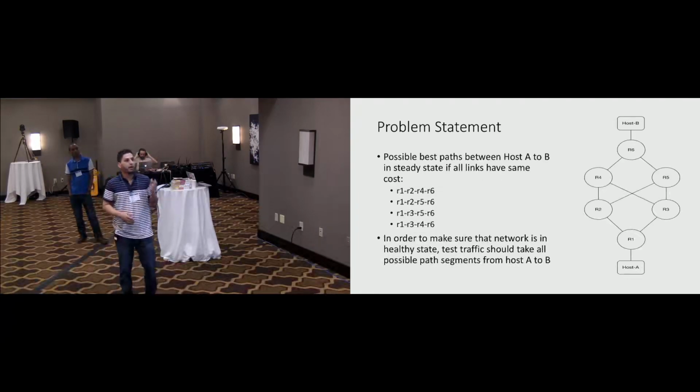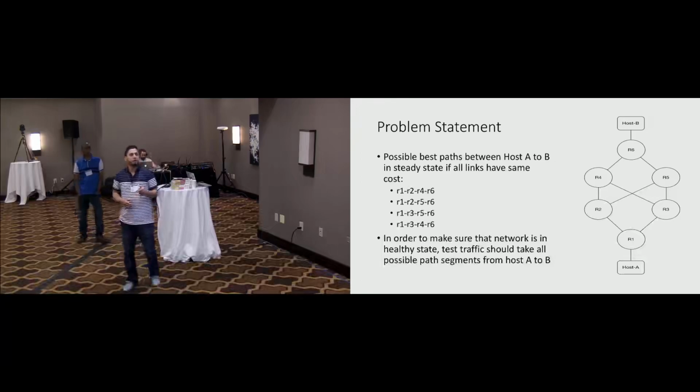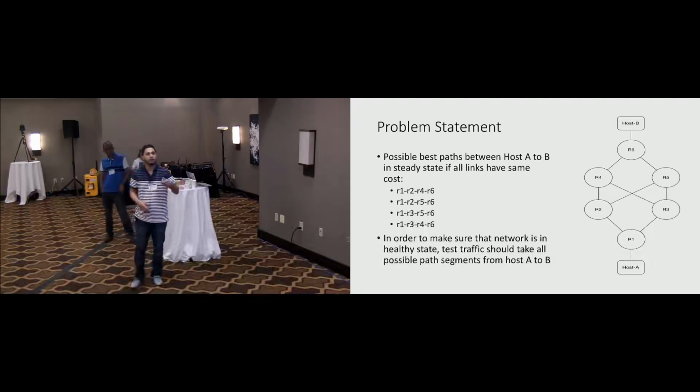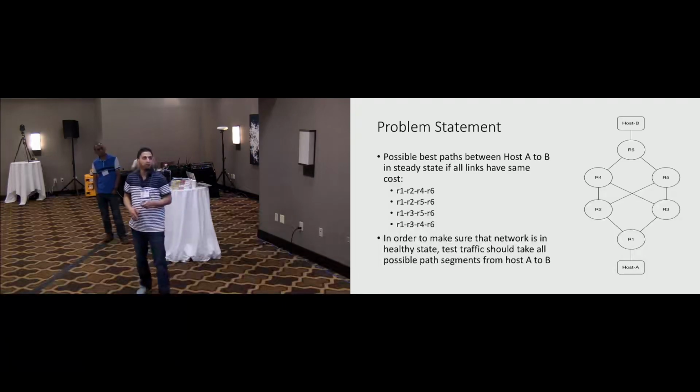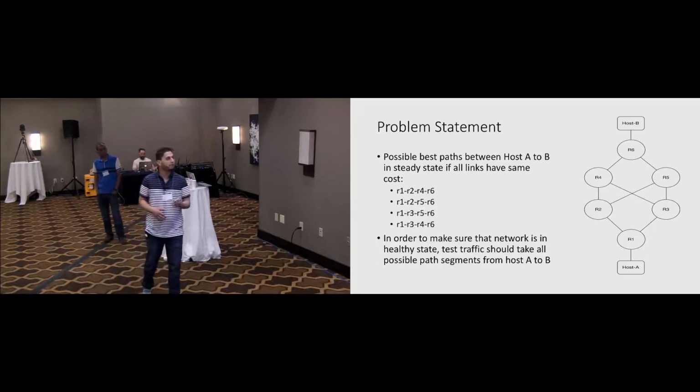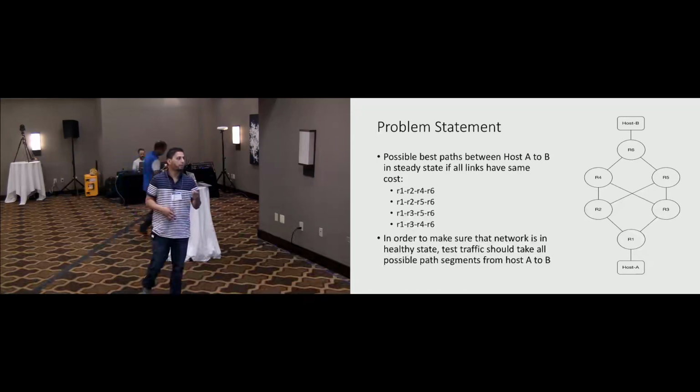Yeah. So on the right, we have the topology that we'll be using in the hackathon today. So you have 6 routers and 2 hosts. Considering all links have equal cost, between host A and host B, we have 4 possible best paths that we can use: R1, R2, R4, R6; R1, R2, R5, R6; R1, R3, R5, R6; or R1, R3, R4, R6.